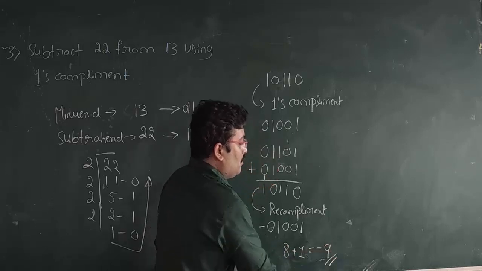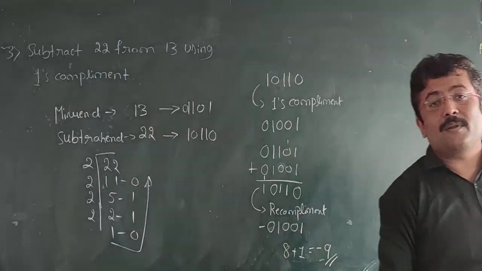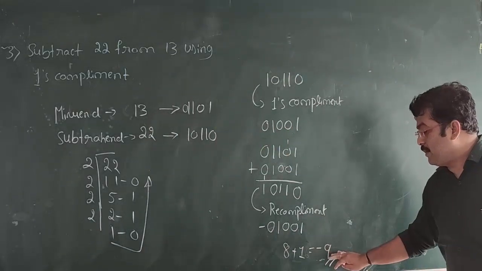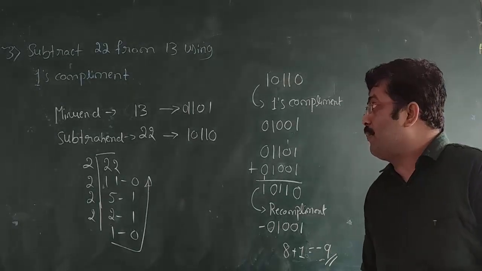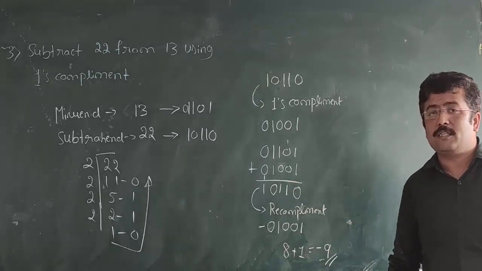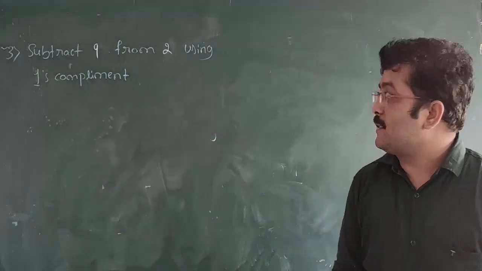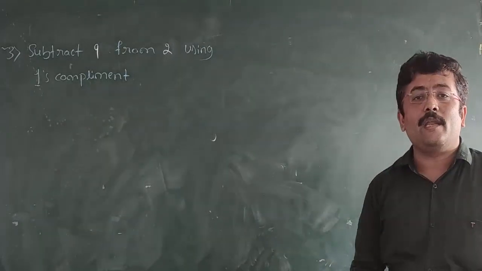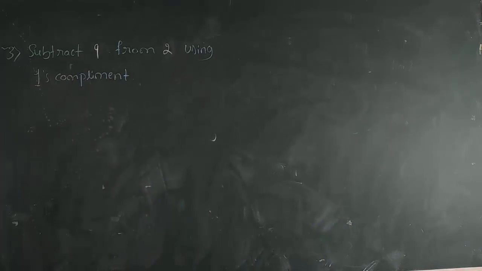So 1001 is the binary number of 9. So the subtraction of 22 from 13 using ones complement, the answer is minus 0 1001. Yes. And the next example: subtract 9 from 2 using the ones complement method.